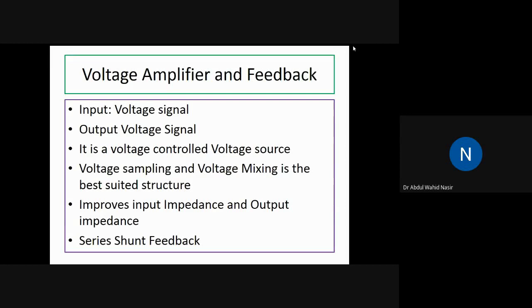Clear? So voltage sampling: how are we achieving this voltage amplifier by sampling the voltage? That is by taking the voltage from the output and mixing it at the input, that is, voltage mixing. So it is voltage sampling and voltage mixing.